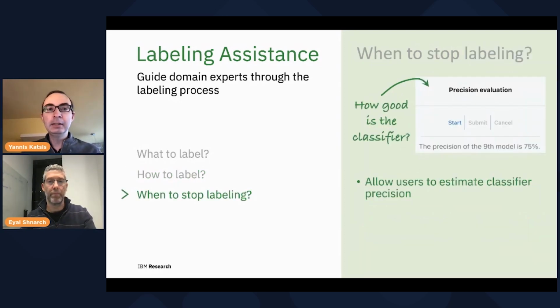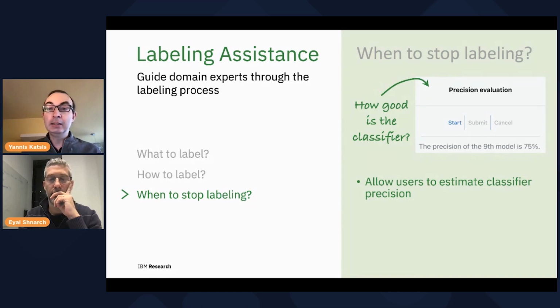Last but not least, the system also provides information on when the domain expert should stop labeling. While using the system to label data can be enjoyable, remember that this is not the end goal. So the end goal is to create a good classifier. Thus, the system is trying to help the domain expert understand when the classifier is good enough so that they can stop labeling and start using it.